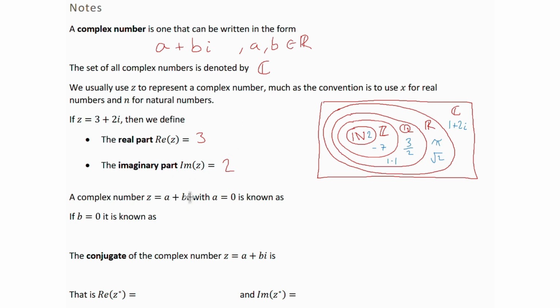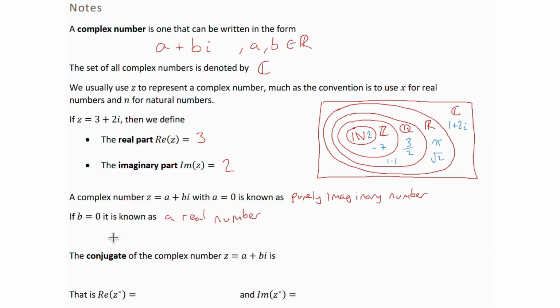Now, if a complex number has a equal to 0, that is, it's just bi, it is known as a purely imaginary number, or sometimes just an imaginary number. An imaginary number is one with no real part. And if b is equal to 0, that is, there's no imaginary part, it is known as a real number. Those are ones that we have been dealing with for a long time.